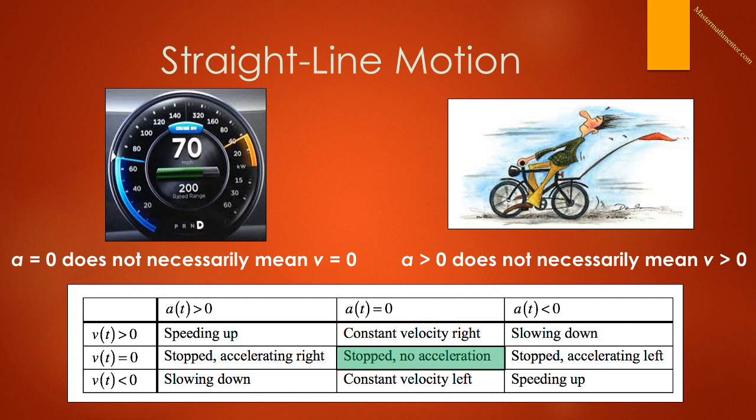Our first situation is v equals 0 and a is equal to 0. This is the easiest. We are stopped and there's no acceleration, which means that we're not going anywhere.